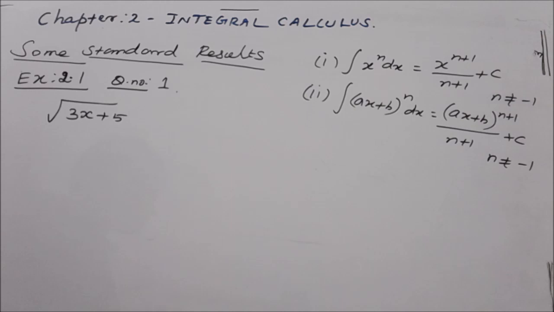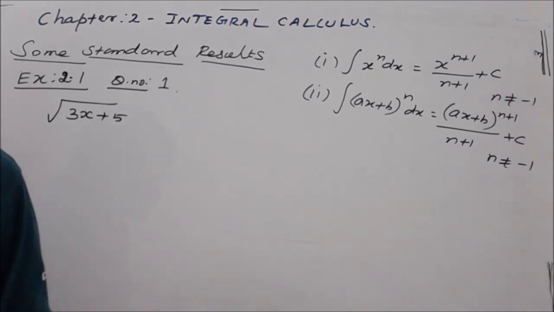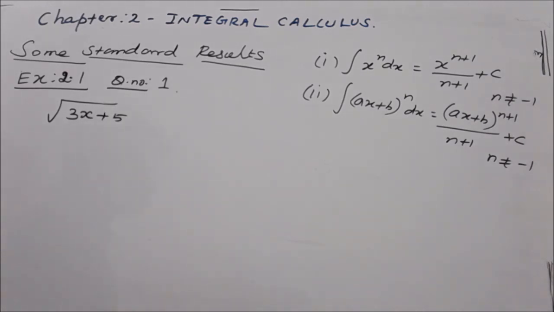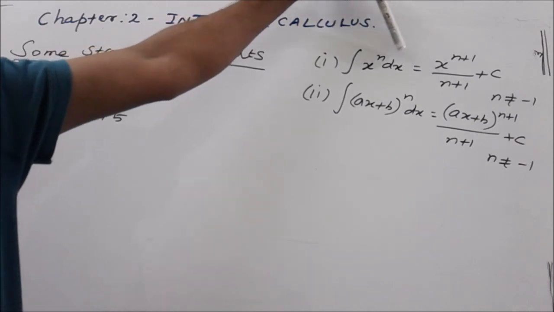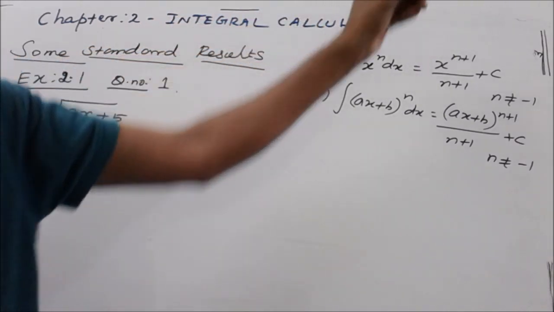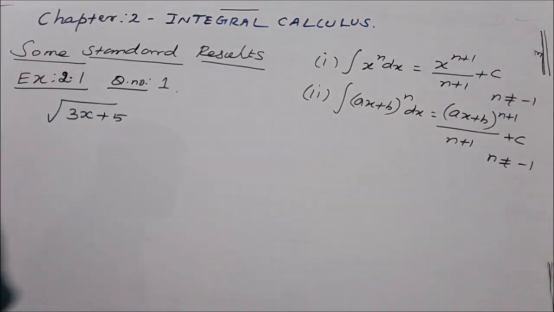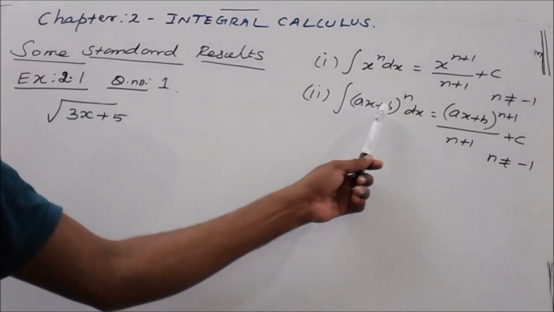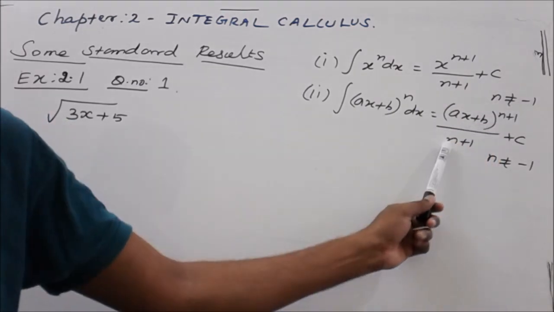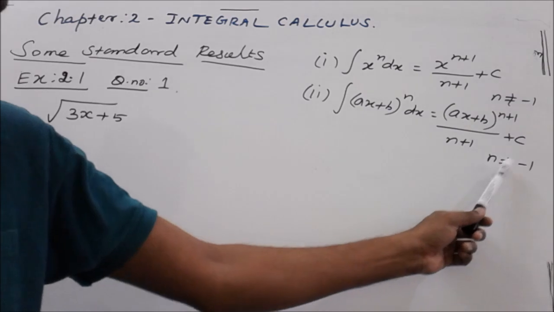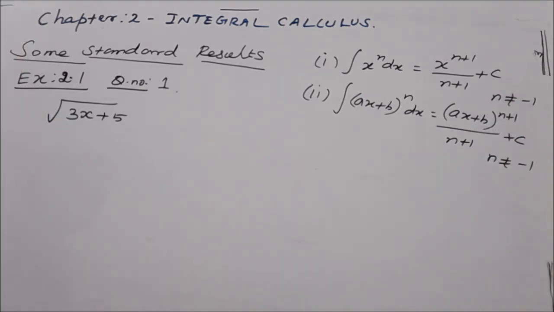We will approach in a different way also. In the further chapters we will see it in detail. Here I have given enough ideas to work out the exercise problems, so I am continuing the exercise. The first formula: integral x power n dx is equal to x power n plus 1 by n plus 1 plus c, where n is not equal to minus 1. And another one: integral ax plus b whole power n dx is equal to ax plus b whole power n plus 1 by n plus 1 plus c, when n is not equal to minus 1. In both cases n is not equal to minus 1.